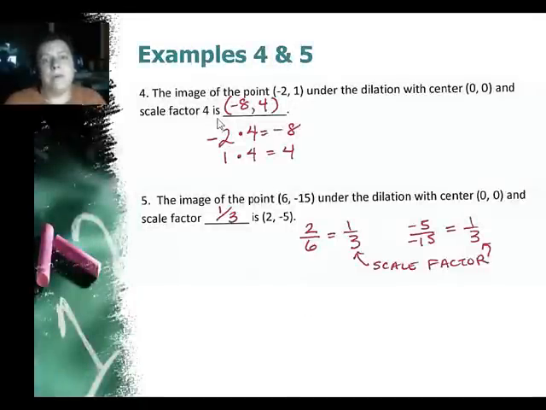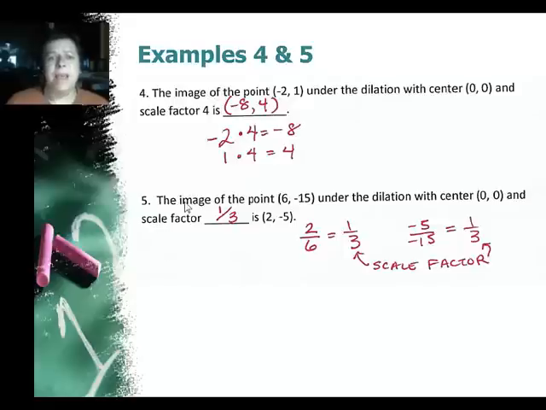For examples 4 and 5, the image of the point (-2, 1) under the dilation with center (0, 0) and scale factor of 4 is what? By the way, I may not have mentioned it before, but all of the dilations we're doing are about the origin, and that's why it's so simple where you just multiply by the scale factor. So when you see center (0, 0), don't let that throw you off. That's just a normal dilation about the origin. So all I have to do is multiply both coordinates by the scale factor of 4. -2 times 4 is -8. 1 times 4 is 4. And so there's (-8, 4).